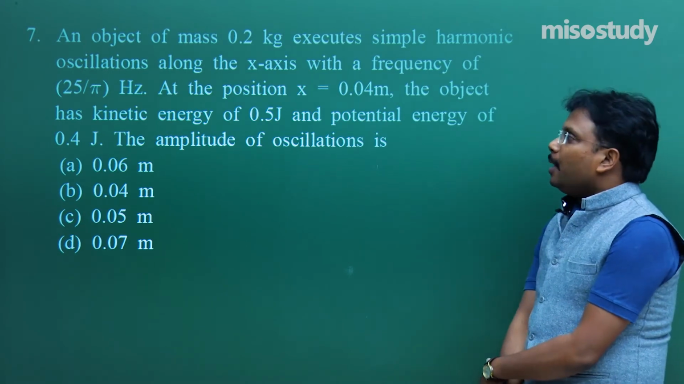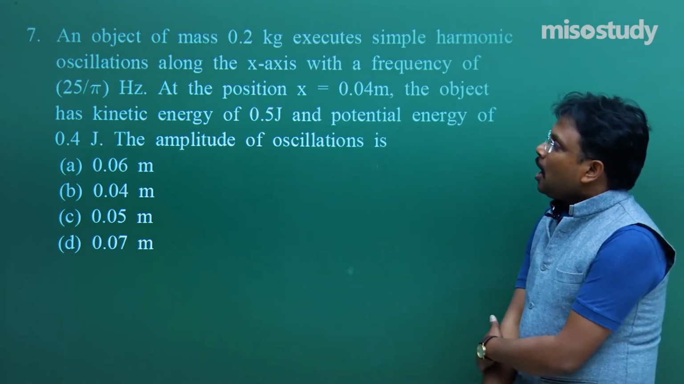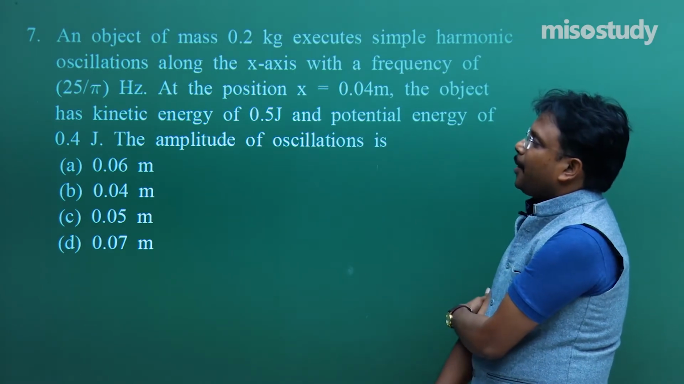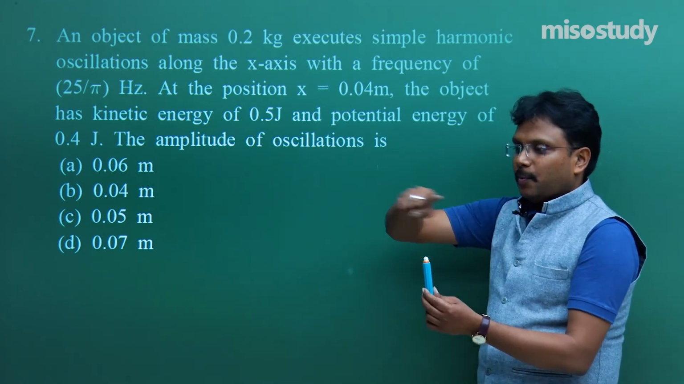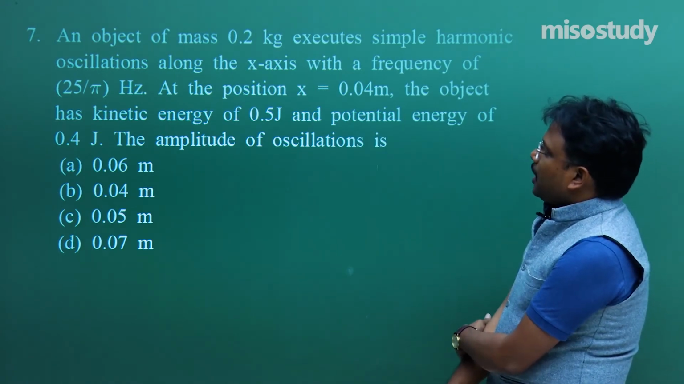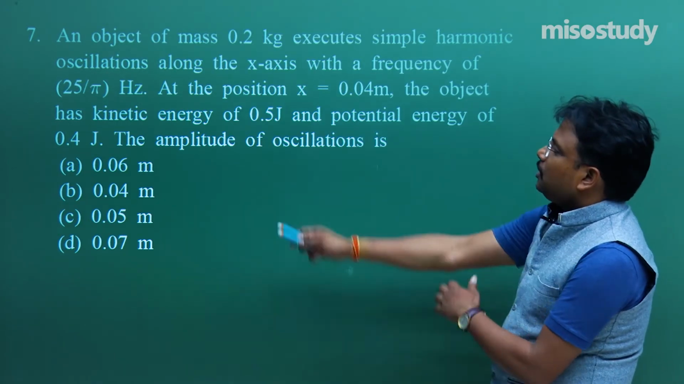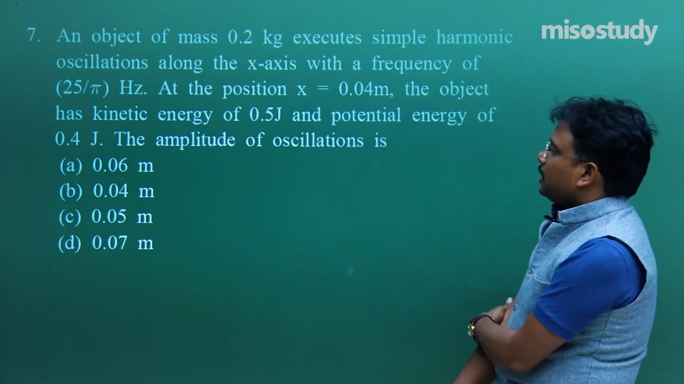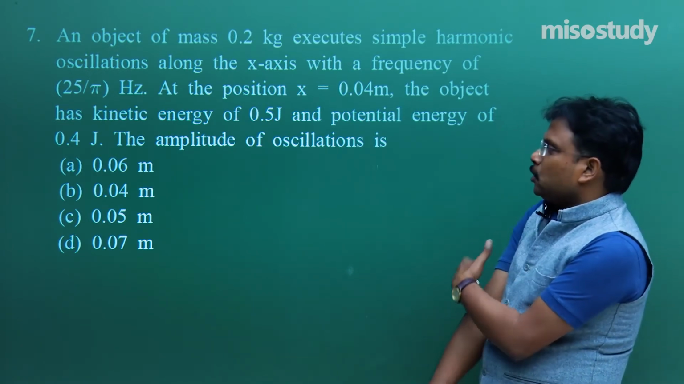An object of mass 0.2 kg executes SHM, okay, along the x-axis with a frequency of 25 by pi hertz, okay. Along x-axis means this way, fine, along the horizontal x-axis. At the position x is equal to 0.04 meter, the object has kinetic energy, let us say K1, fine, the value is given, but let us say K1, and potential energy, let us say P1. What is the amplitude of oscillations?